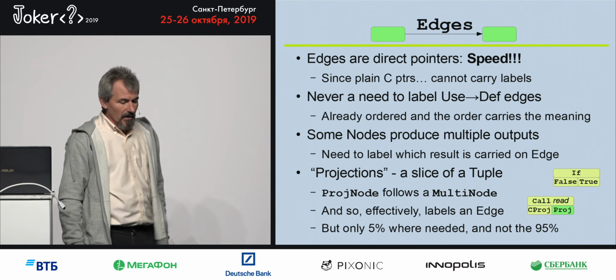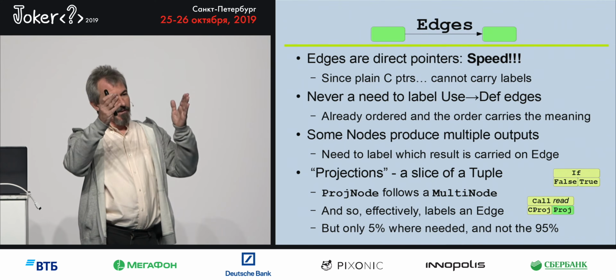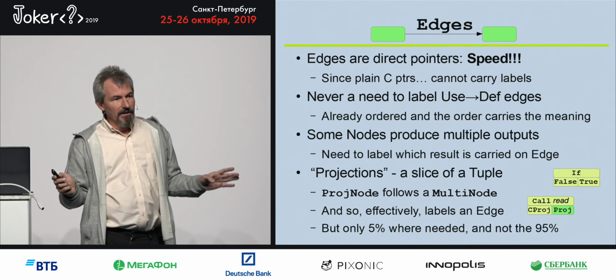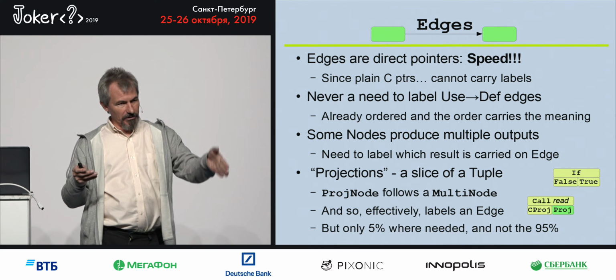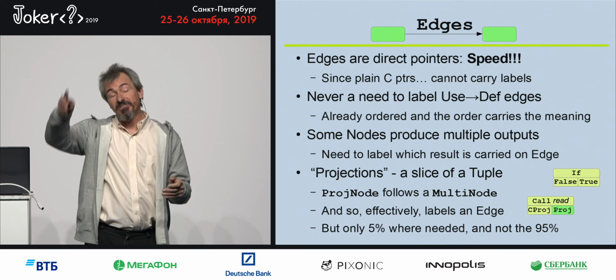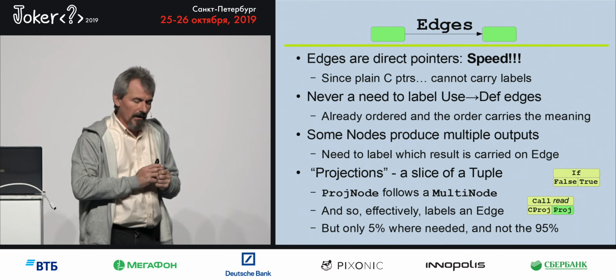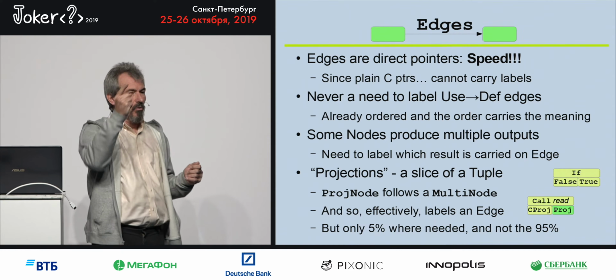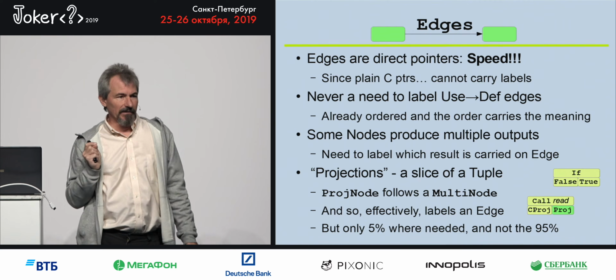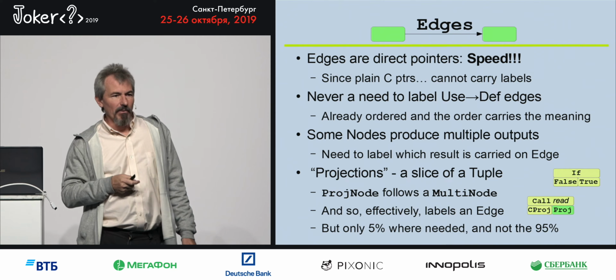Fine. Sometimes, though, it matters what the output looks like. So an if has a true and a false control. And a call produces a control out, and it produces a return value. It produces a state of memory, and it produces a bunch of exceptions. So if I have a direct pointer to the call node, I can't tell which of those outputs I intend. So I need to label that edge.